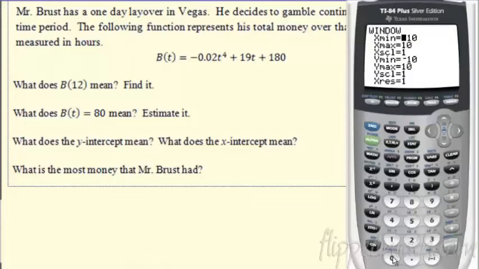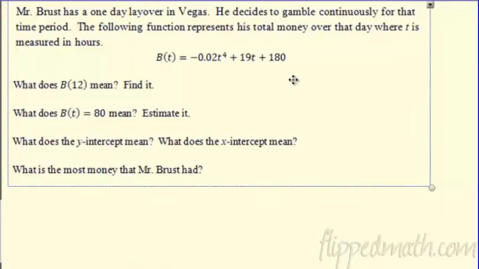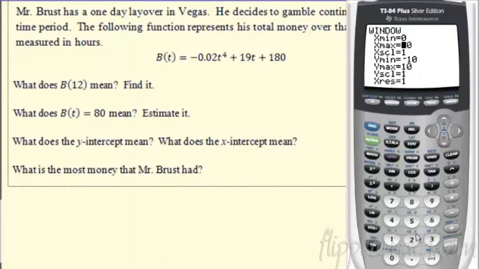So again, how long does it say I was gambling continuously for that time period? A 1 day layover. So this is hourly. So what do we want to count by? We want to count by 24, 24 hours in a day. Count by ones, twos, whatever you want. You're good to go. Hopefully I don't run into negative. I see the number 180 here. That's going to be the y-intercept. So I'll go to 200 as a starting point, and I will count by 50s. Let's check this out, see if that's any better.